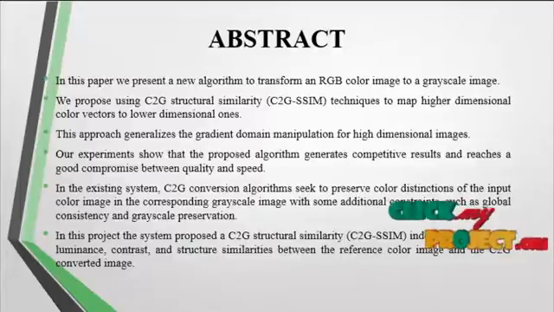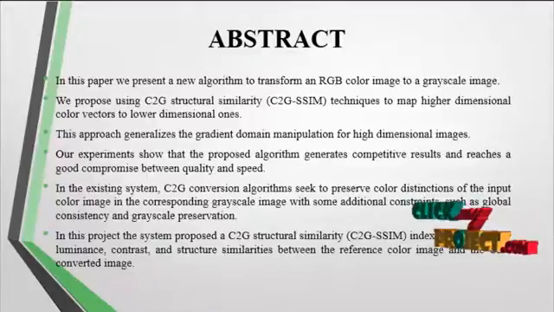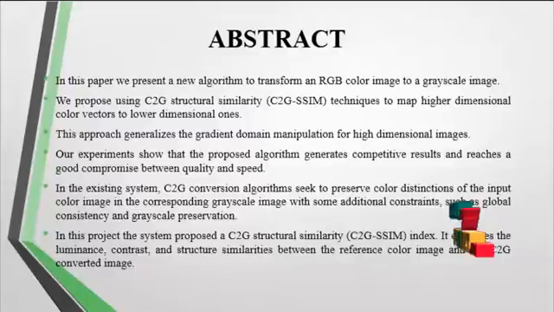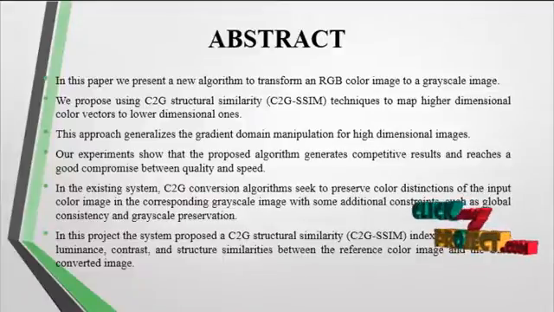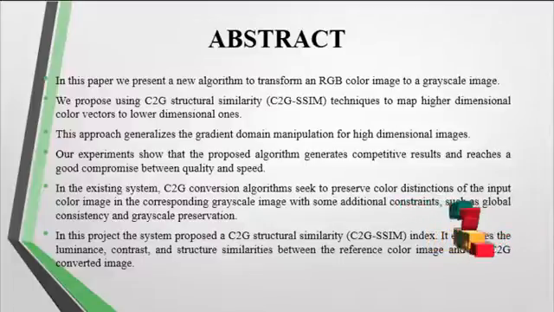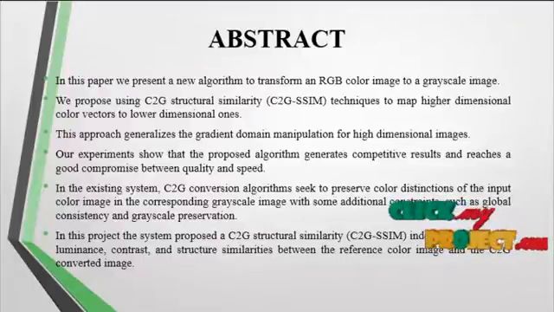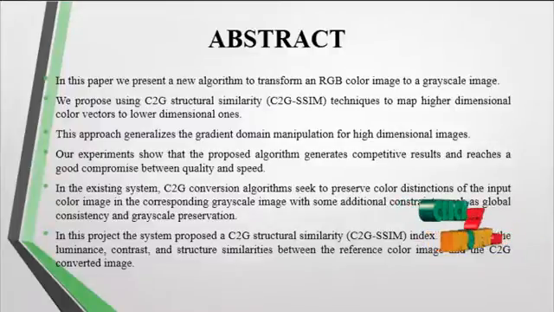In this paper we present a new algorithm to transform an RGB color image to a grayscale image. We propose using C2G, that is the color to gray structural similarity SSIM technique, to map higher dimensional color vectors to lower dimensional ones. This approach generalizes the gradient domain manipulation for high resolution images. Our experiment shows that the proposed algorithm generates competitive results and reaches a good compromise between quality and speed.